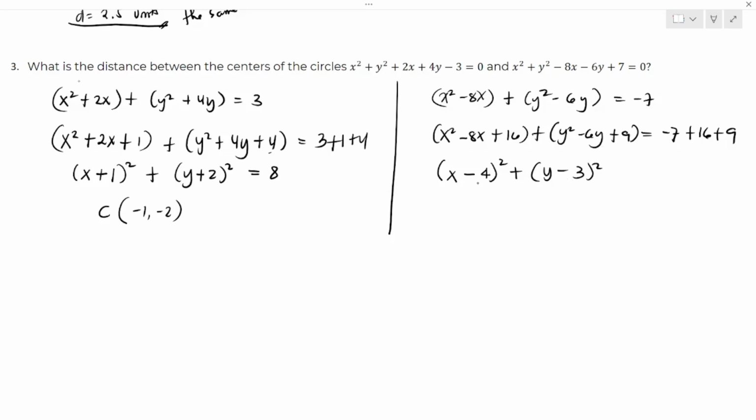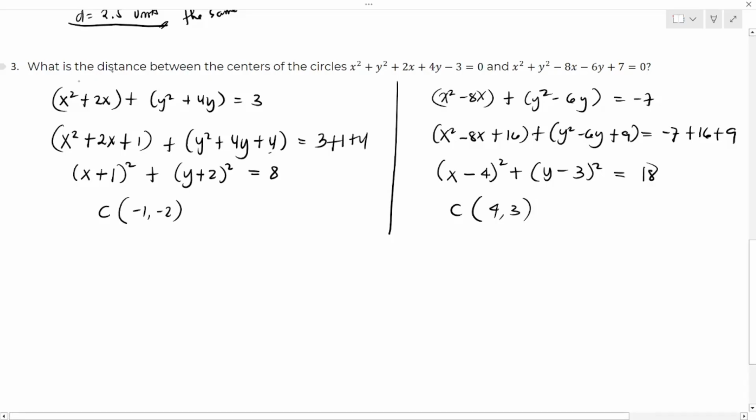Okay, paano natin nakuha yung 4, guys? Yung negative 8 divide 2, yan yung value dito. Yung negative 6 divide 2, yan yung value dito. Okay, that is equivalent to negative 7 plus 16, that is positive 9, plus 9, that is 18. So, ano yung center dito, guys? Positive 4, positive 3. Yes, that's correct, 4, 3.